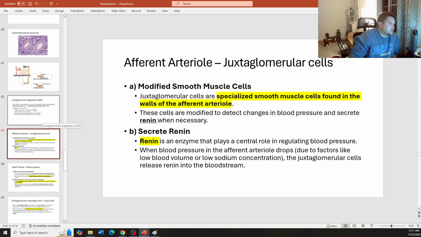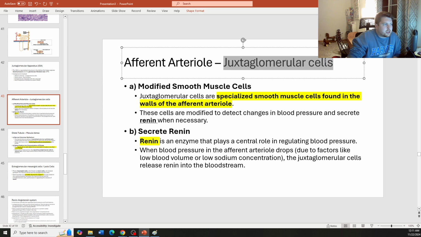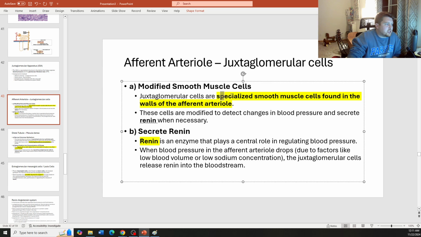So the afferent arterioles, remember, they are bringing the blood into the renal corpuscle. They split, become the capillaries of the glomerulus, and all that kind of stuff. We have these special cells called juxtaglomerular cells.